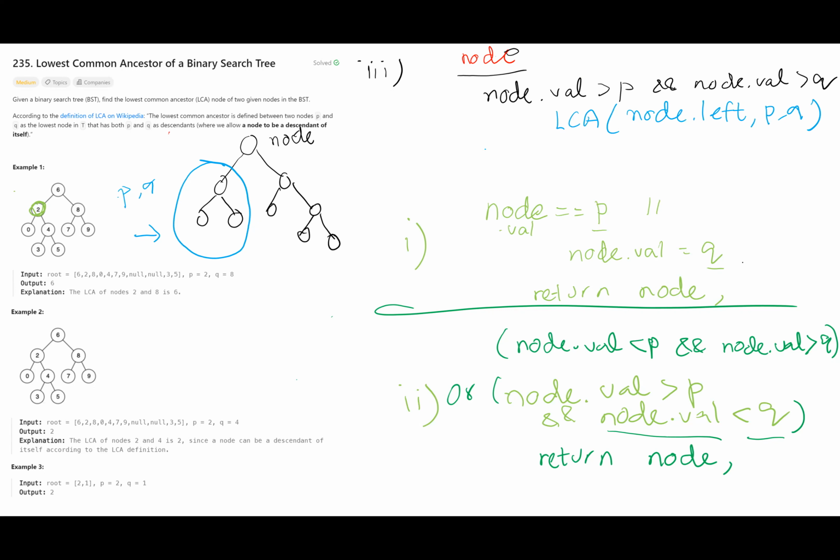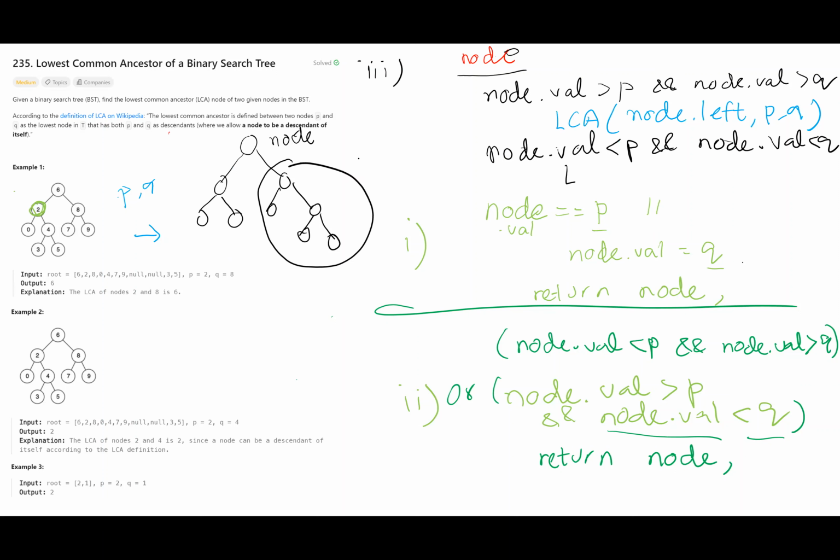Okay, that's the case. Or can we say that if node's value is less than P and node's value is less than Q, in that case, I know that both P and Q are in the right subtree, right? Must be in the right subtree. So we can call the lowest common ancestor with node dot right, and then we pass P and Q. So basically I start searching again for the lowest common ancestor inside my right subtree. Okay, so those are the cases.